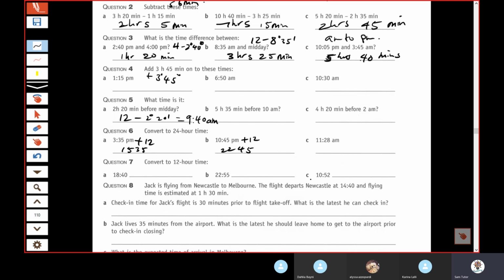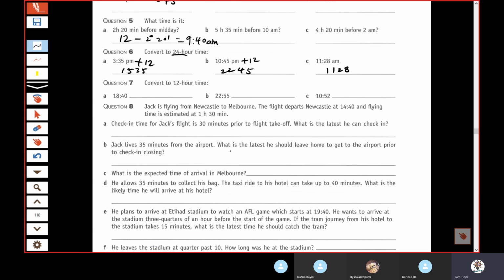I wrote 20 here and I was trying to do that in my calculator for you guys. 22:05, take away 3. No, I was doing that. Don't worry. 22:45. I don't want to confuse myself. This one, if it's AM already, then it's 11:28. Are we all okay with that? Do we know our 24-hour time?